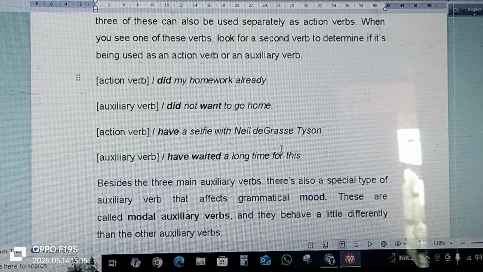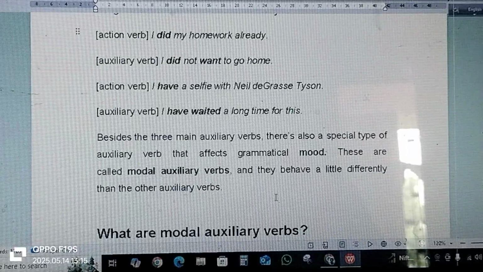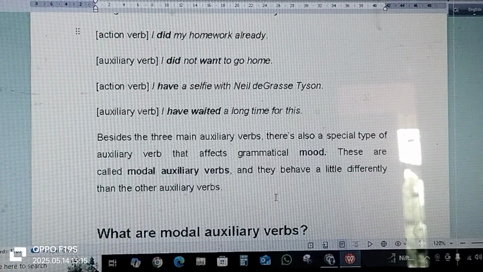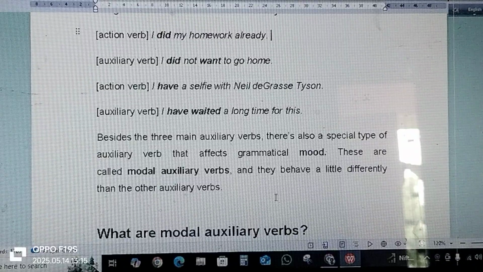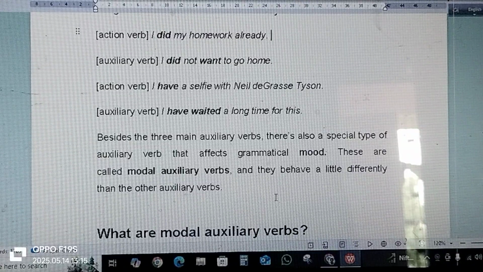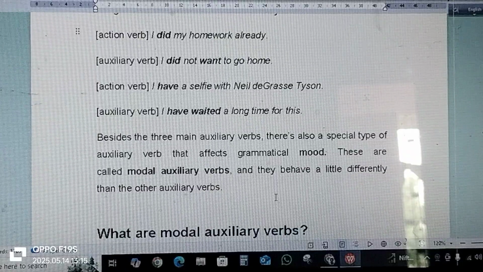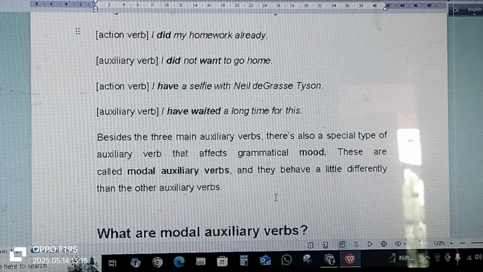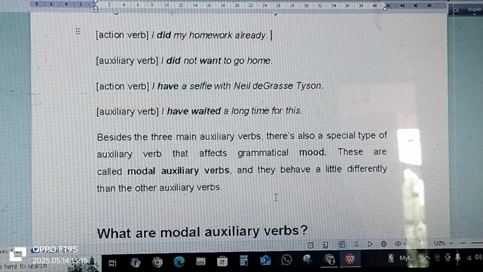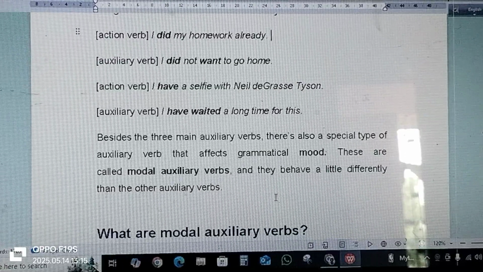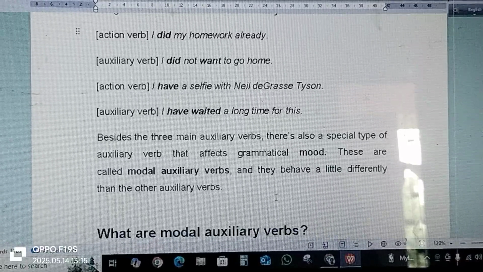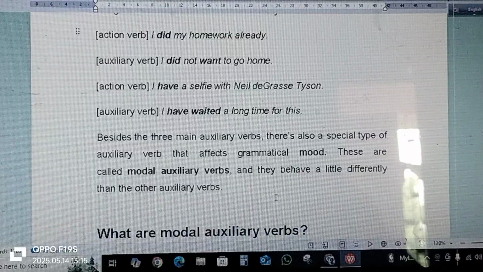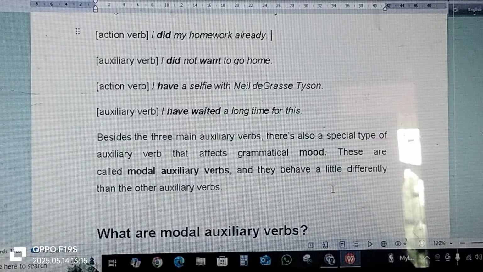Besides the three auxiliary verbs, there is also a special type of auxiliary verb that respects grammatical mood. Besides be, do, and have as auxiliary verbs, we have some special auxiliary verbs that affect grammatical mood. These are called modal auxiliary verbs. Since they affect grammatical mood, they are called modal auxiliary verbs, and they behave a little differently than the other auxiliary verbs.